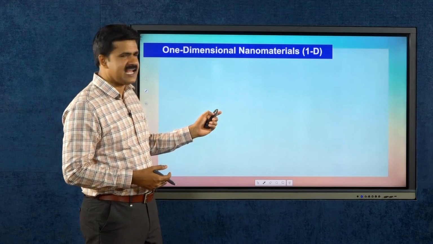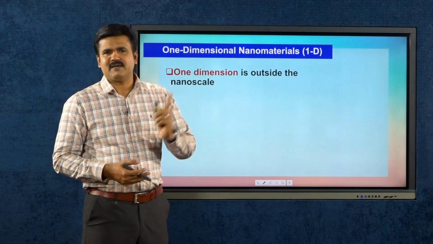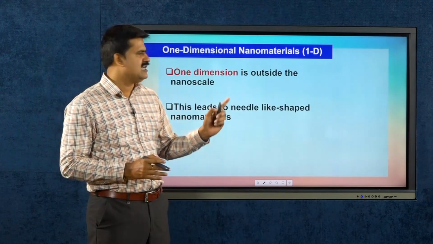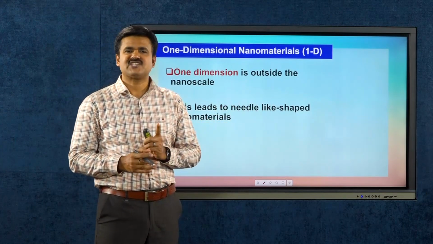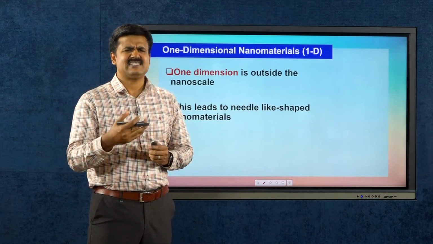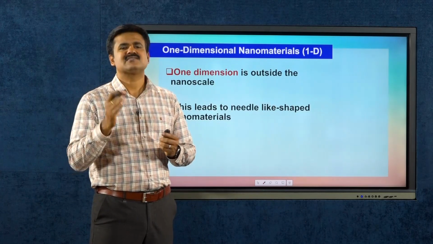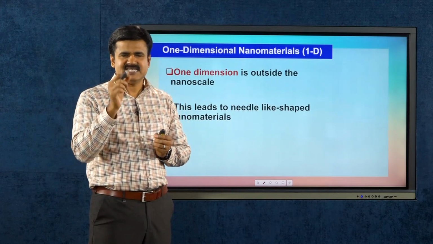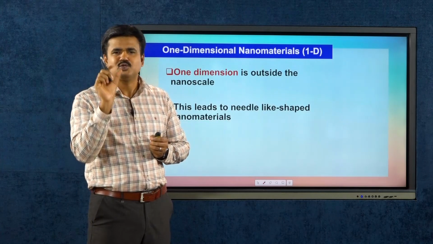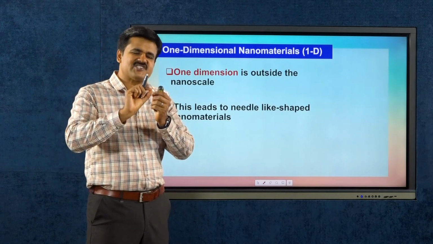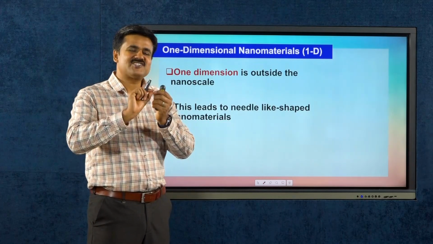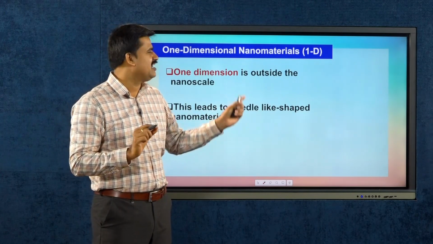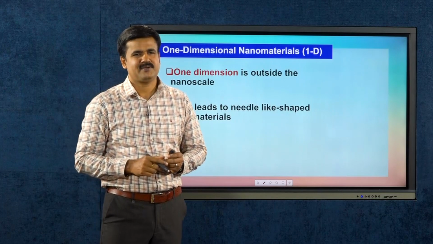The definition is like this. If one dimension is outside the nano, you can call it a one-dimensional nanomaterial, and this leads to needle-shaped nanomaterial. Then the question arises, why the needle shape? In a needle, the length is very high, but its breadth and thickness are very low. Two dimensions are very small, and the length dimension is very high. So, one dimension is outside the nano. That is why these kinds of nanomaterials have a needle or thread-like shape.